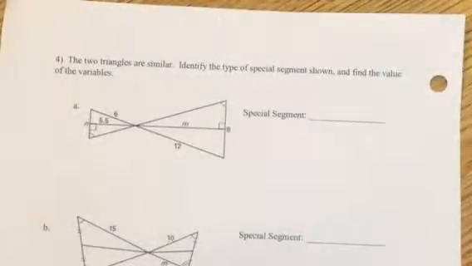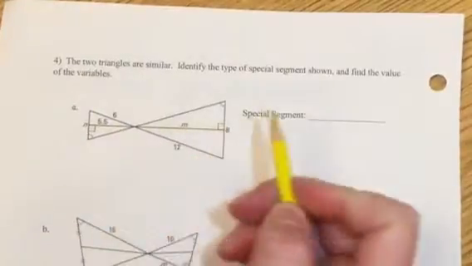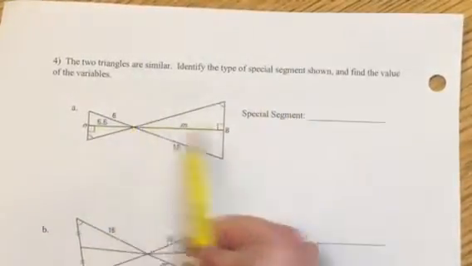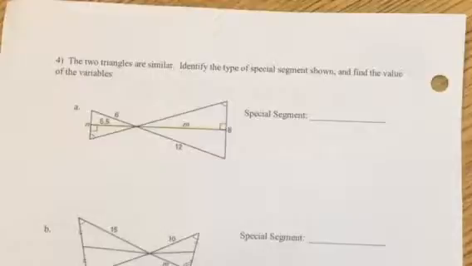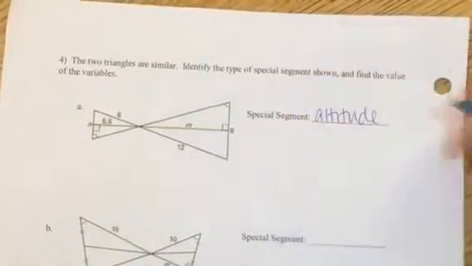All right, let's look at the back. First thing we need to do is name the special segments. We are talking about these lines right here. I can see that they start at a vertex and are perpendicular to the other side, so it has to be an altitude, the height.